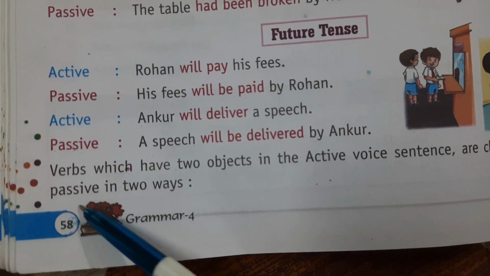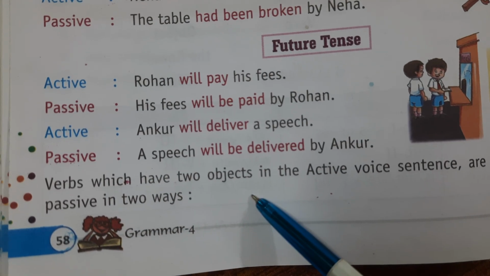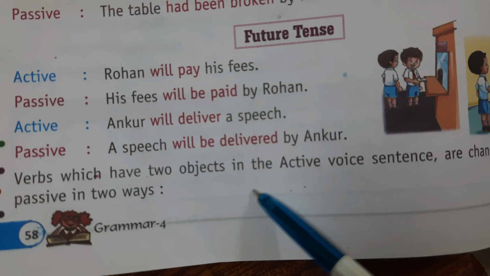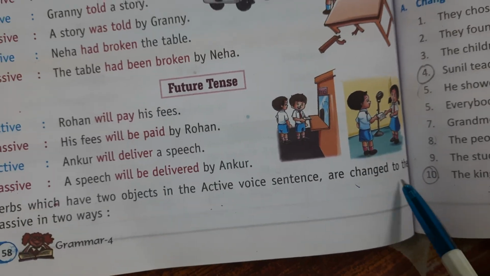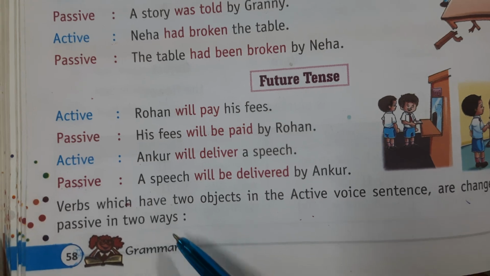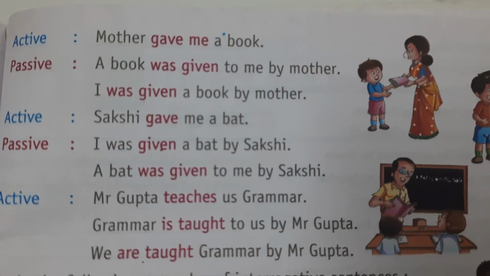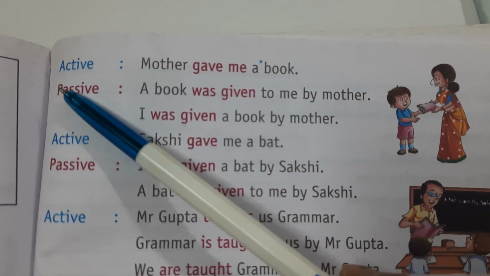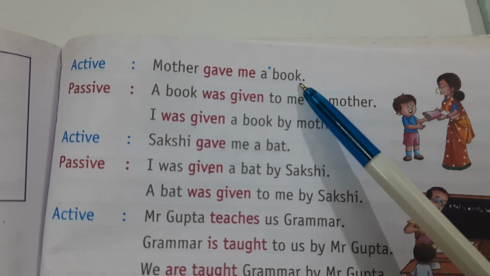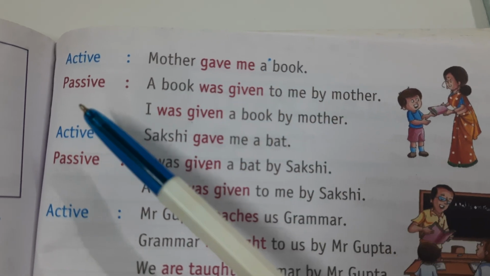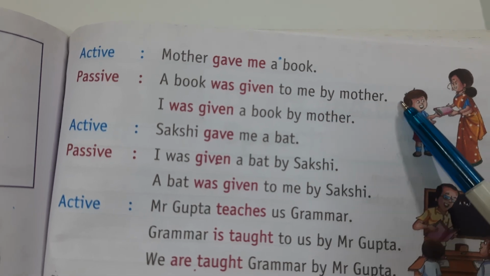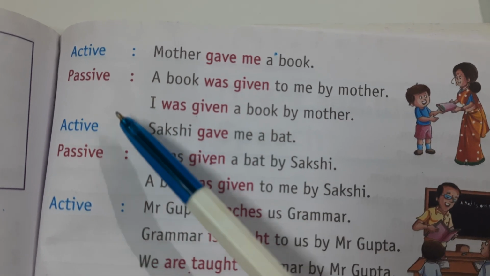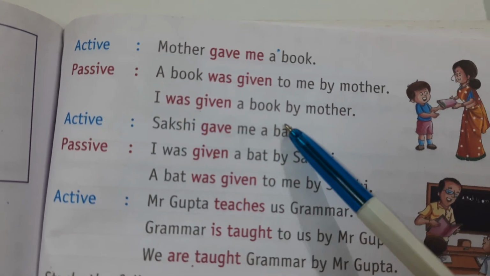Now, verbs which have two objects. Active voice sentences with two objects can be changed into the passive in two ways. Like this. Active: mother gave me a book. Who gave? Mother gave. Passive: a book was given to me by mother. And in passive voice: I was given a book by mother.